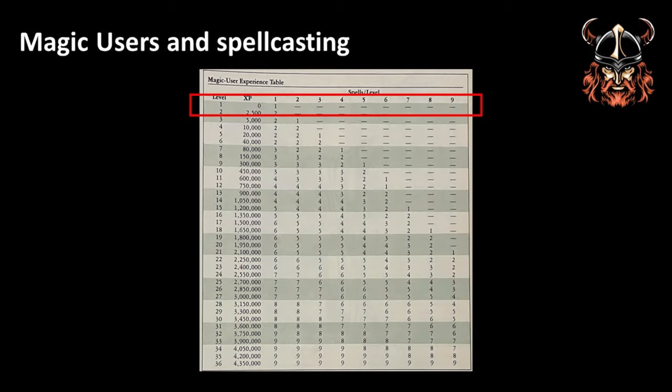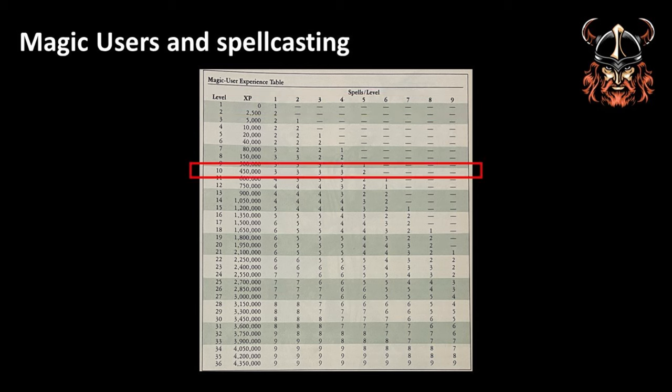Checking this magic user progression table, we can see that Felonius, who is only first level, can memorize just one spell a day of the two available in his spellbook. As he progresses up the levels, this number will increase. For instance, at 10th level, he will be able to memorize 14 spells a day, consisting of 3 first, 2nd, 3rd and 4th level spells, and 2 5th level spells.